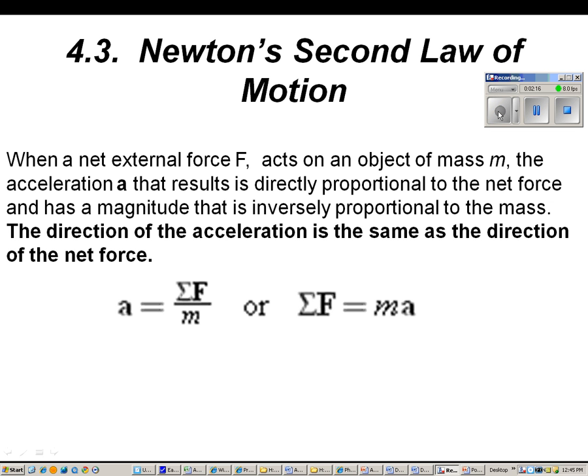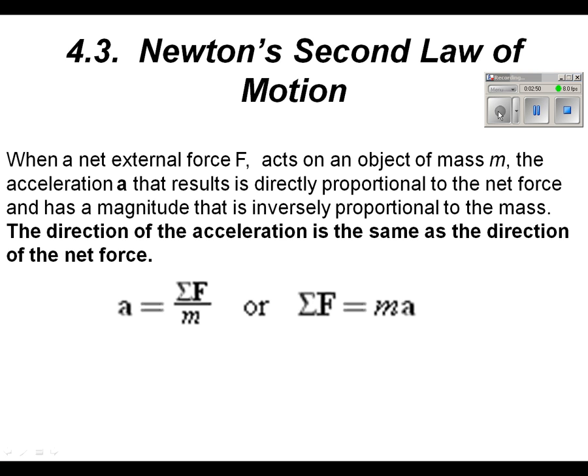The second law of motion is F equals ma. Now, if you read this, it says when a net external force F acts on an object of mass m, the acceleration a that results is directly proportional to the net force and has a magnitude that is inversely proportional to the mass. That's just a way of saying F equals ma in words. The direction of the acceleration is the same as the direction of the net force. That's going to be a very important idea. The direction of the acceleration is the same as the direction of the net force.